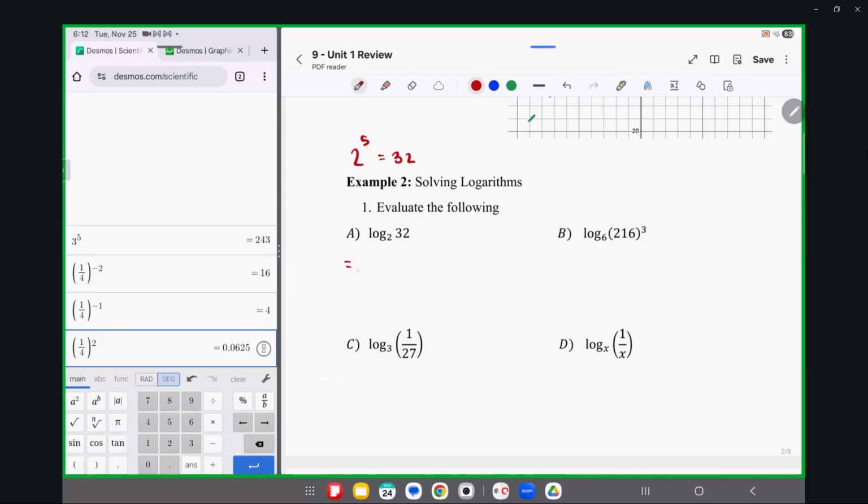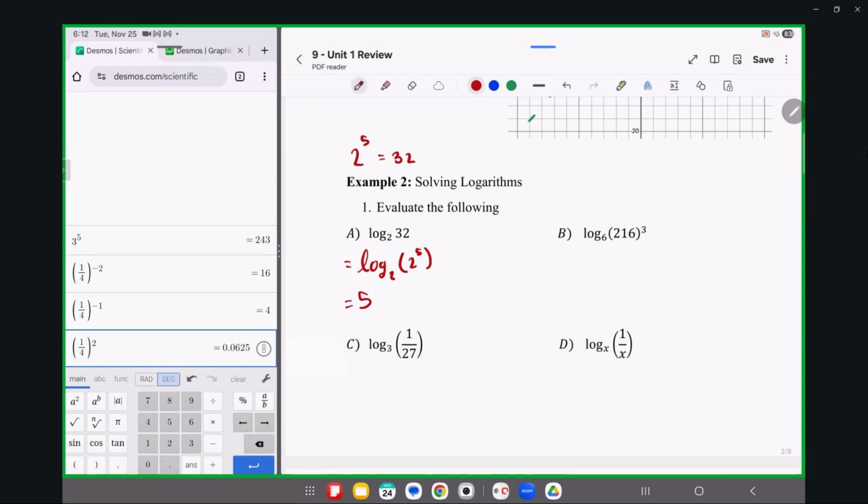And so we can write this as log base 2 of 2 to the power of 5. Now, using our inverse property, or the power law of logarithms, we know that if you have log base a of a to the power of something, the answer is just that something. So here our answer will be just 5.